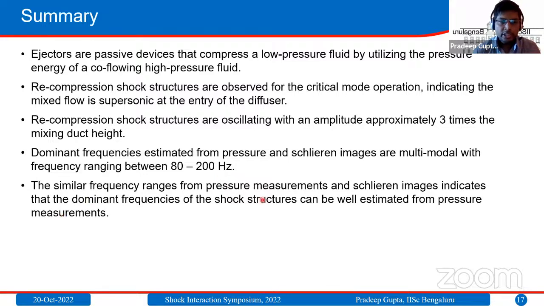The similar frequency ranges from the pressure measurement and Schlieren images indicate that the dominant frequency of the SAT structure can be well estimated from the pressure measurement in cases where Schlieren imaging is difficult, like circular geometry or so.